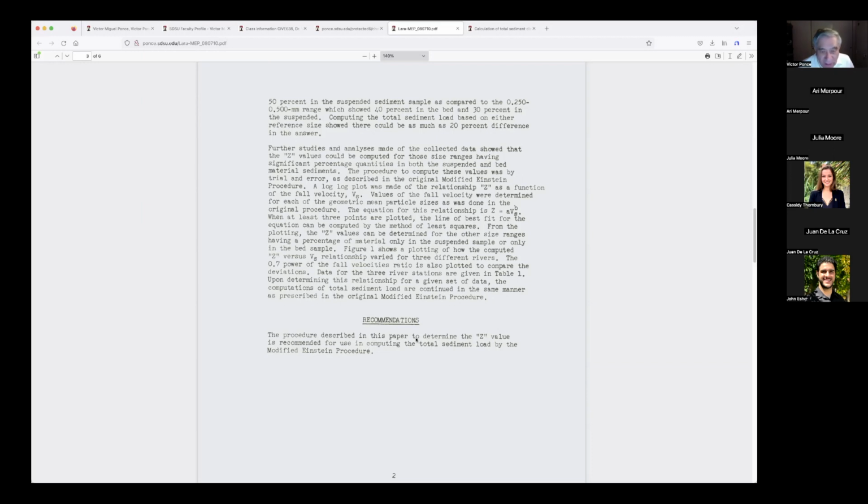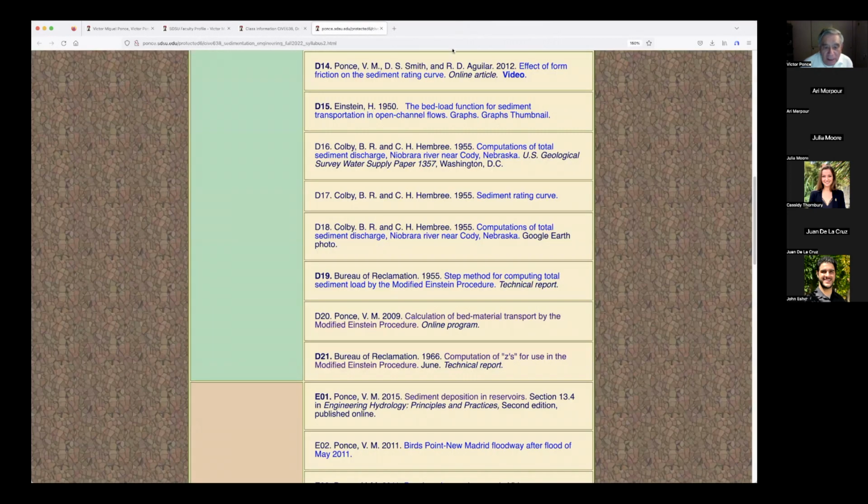Recommendations. The procedure described in this paper to determine the Z value is recommended for use in computing the total sediment load by the modified Einstein procedure. So that is what they're recommending in 1966.